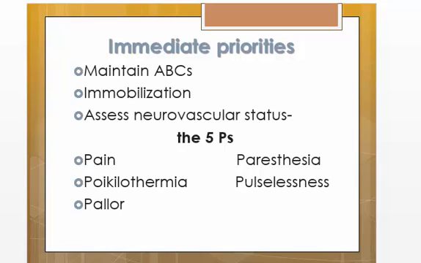The 5 P's are the warning signs of neurovascular impairment. Pain: assess level, location, and frequency. Immobilization, ice, and elevation, along with pain medicine, should help control the pain. Poikilothermia is a cold limb. Extremities should be warm, not cool to the touch. Pallor is paleness. Again, we're looking for it to be pink, not pale.